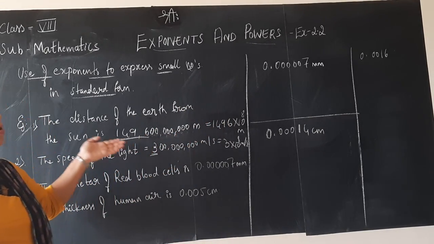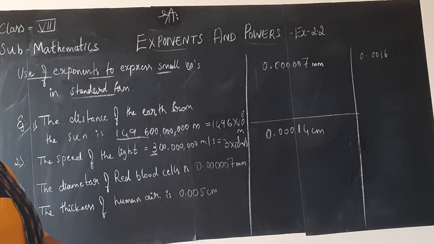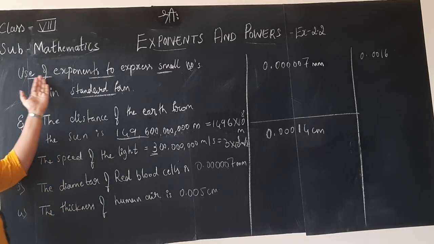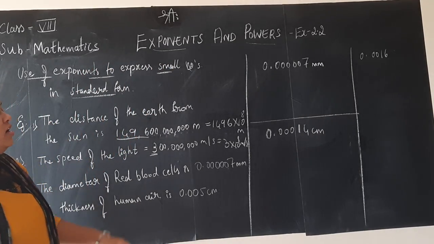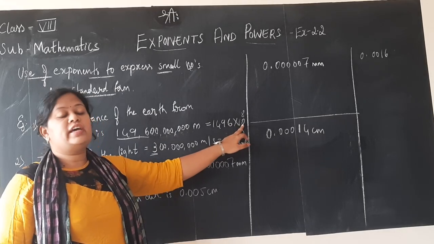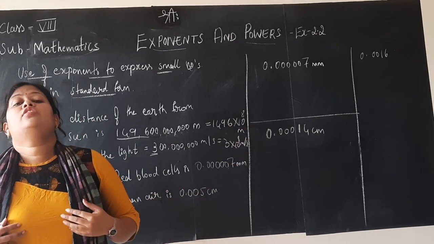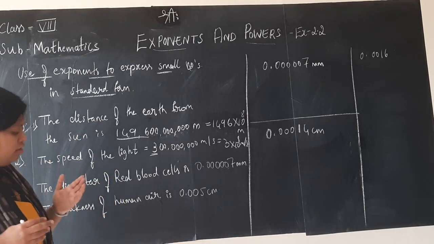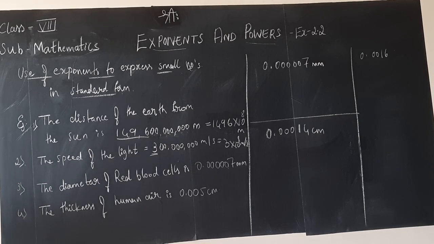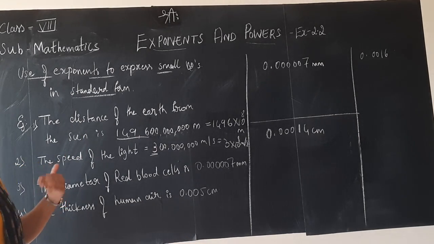So we have solved the problems based on this as well and learned the law of exponents. In today's session, we shall learn how to use the exponents to express the smaller numbers in their standard form. Standard form means what we wrote, 1496 into 10 to the power 8, 3 into 10 to the power 8. Those are called the standard forms. So if bigger numbers like this, you express them in the standard form. For smaller numbers, how do you express the numbers in the standard form?